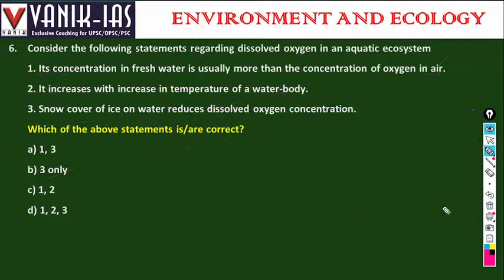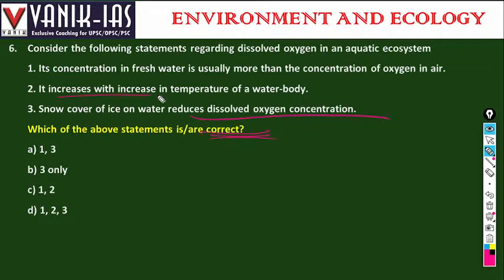Which is the correct statement regarding dissolved oxygen in an aquatic ecosystem? Dissolved oxygen in an aquatic ecosystem increases with increase in the temperature of the water body. Snow cover or ice on the water reduces dissolved oxygen concentration. The concentration of oxygen in fresh water is usually more than the concentration of oxygen in the air. Which of the following statements are correct?